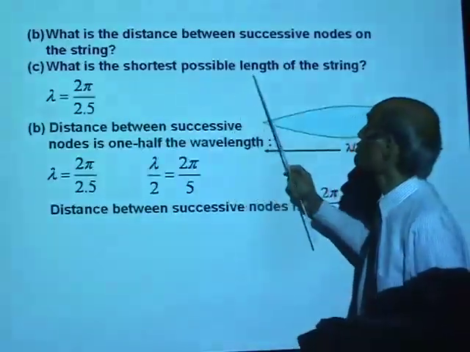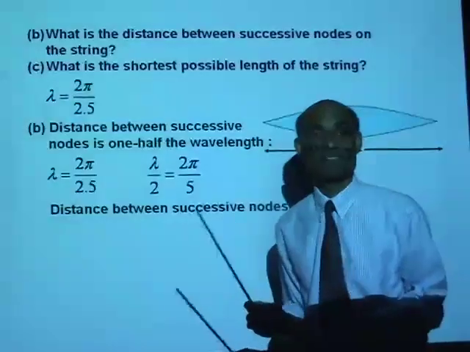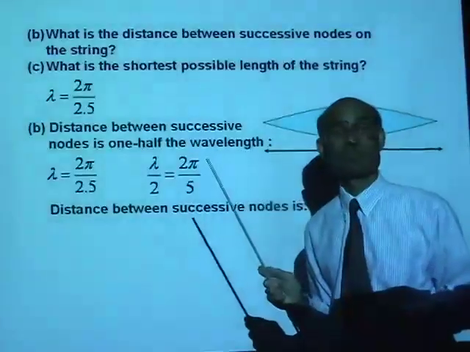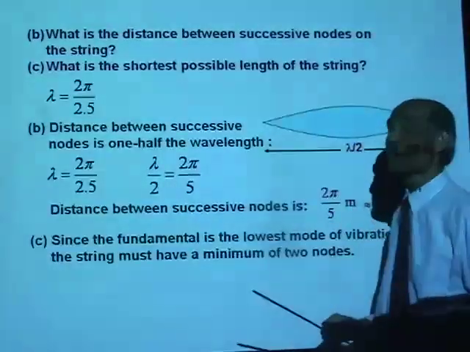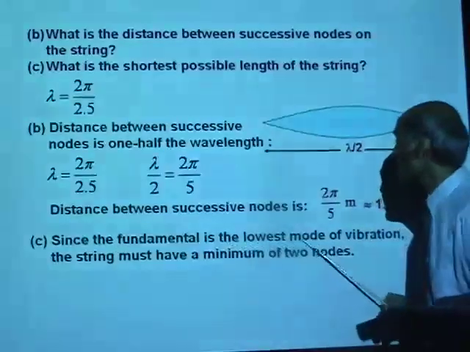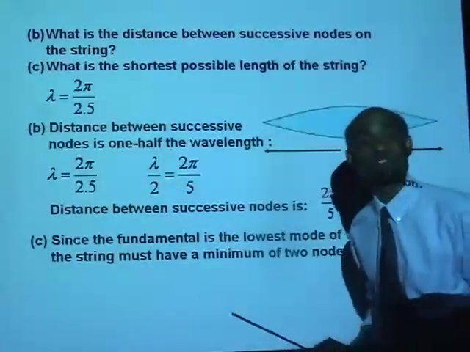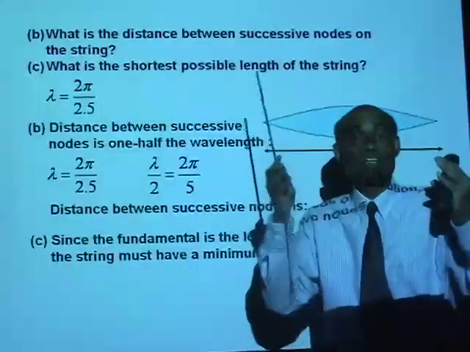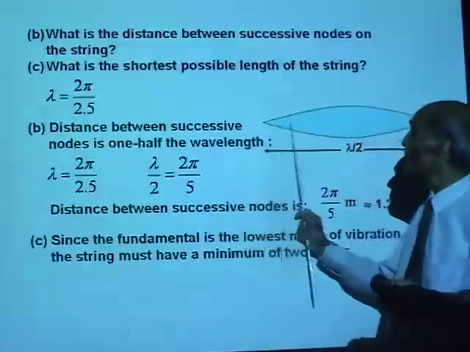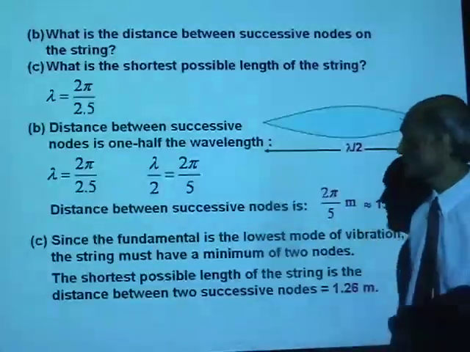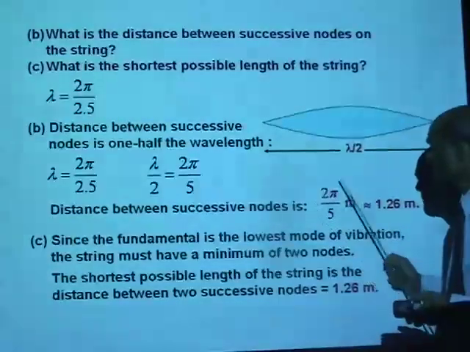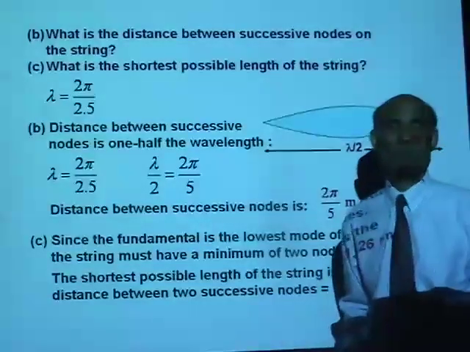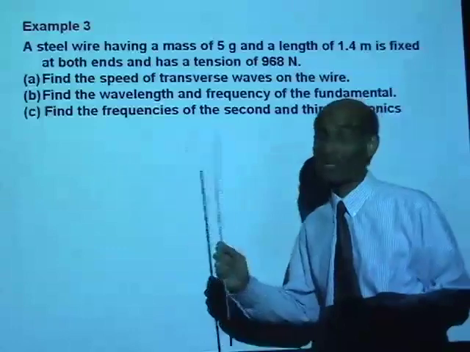What is the shortest possible length of the string? Well, this is the shortest possible length of the string, which is 2 pi divided by 5. Since the fundamental is the lowest mode of vibration, the string must have a minimum of 2 nodes when it vibrates. It cannot have anything less than that. So this is the shortest possible length of the string, which is 2 pi divided by 5, that is 1.26 meter. Okay, let's do another one.